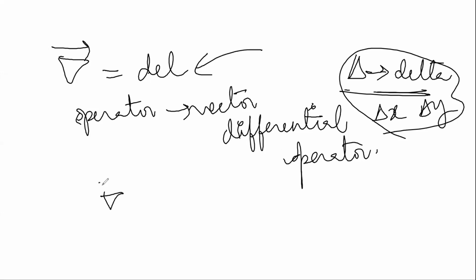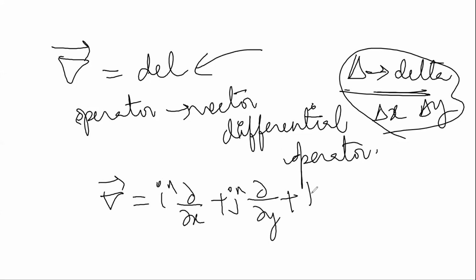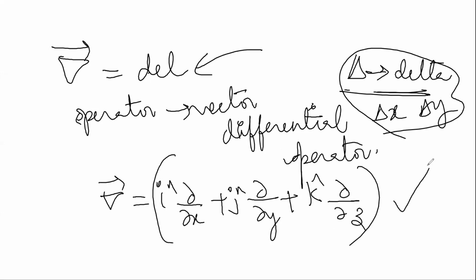So del bar is equal to i cap into dou by dou x plus j cap into dou by dou y plus k cap into dou by dou z. So this is the vector differential operator del. You have to remember this.